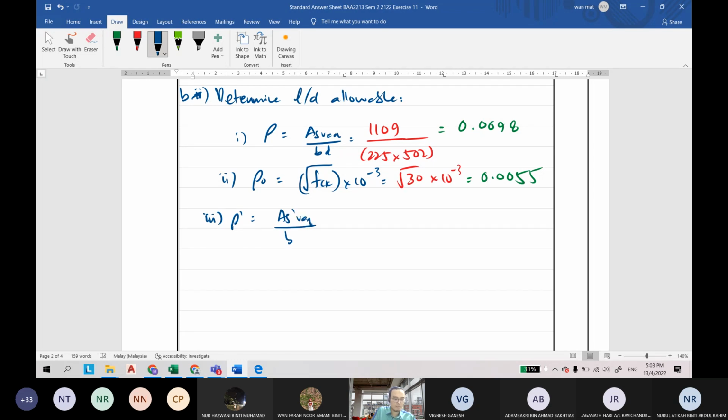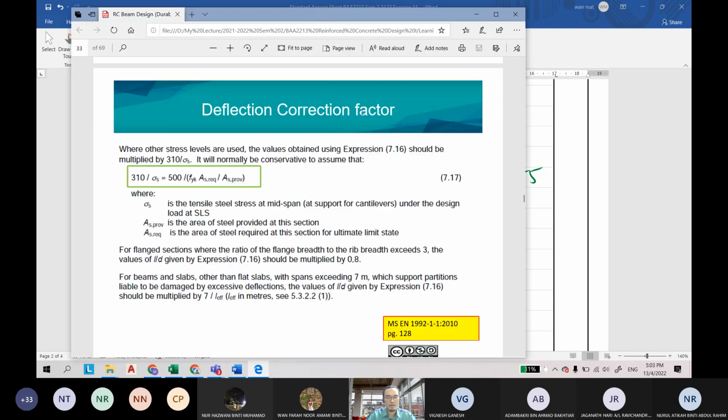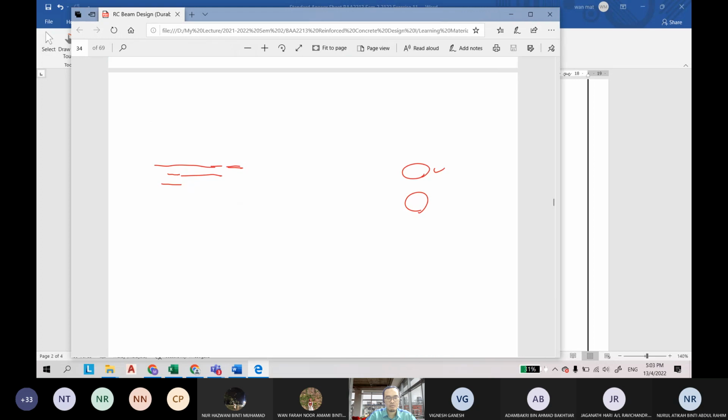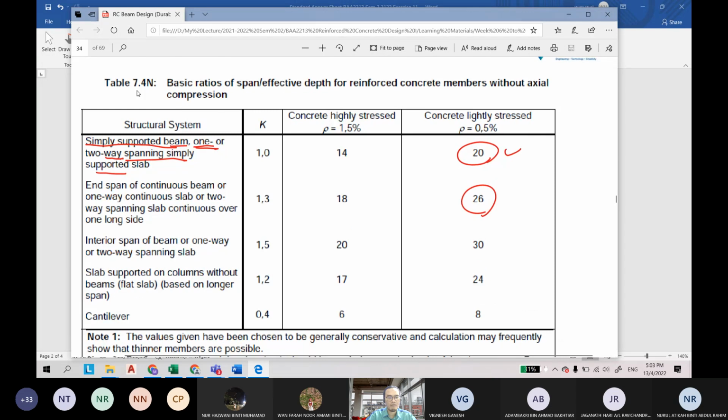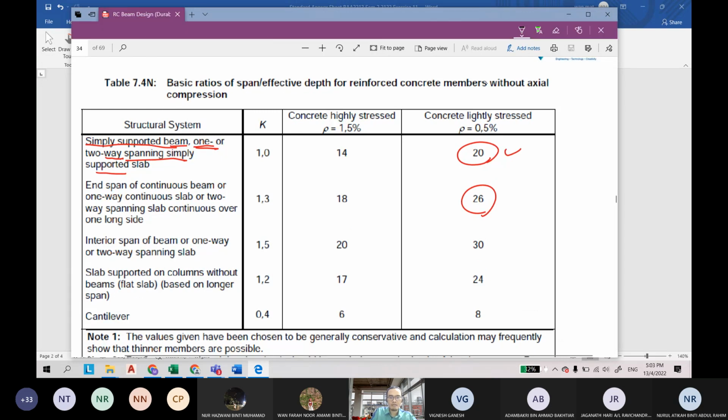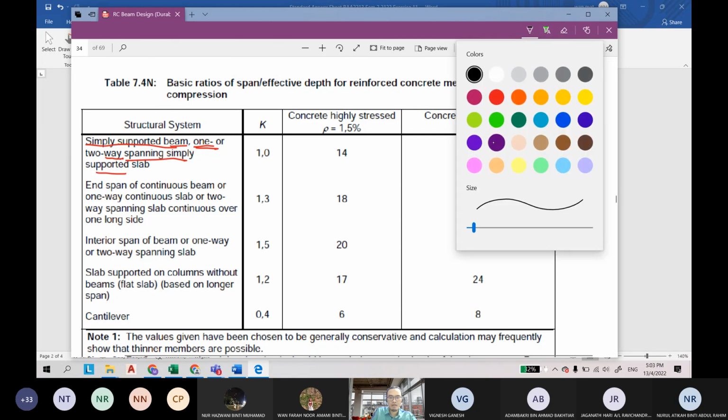So equal to 345 divided by 225 times 502 times 502, which equals 0.0031. And then we select the value of K. This is important, class, please pay attention. This is the table. To select the value of K, you have these notes, or you can refer to table 7.4N in Eurocode 2. So this is the value of our K.